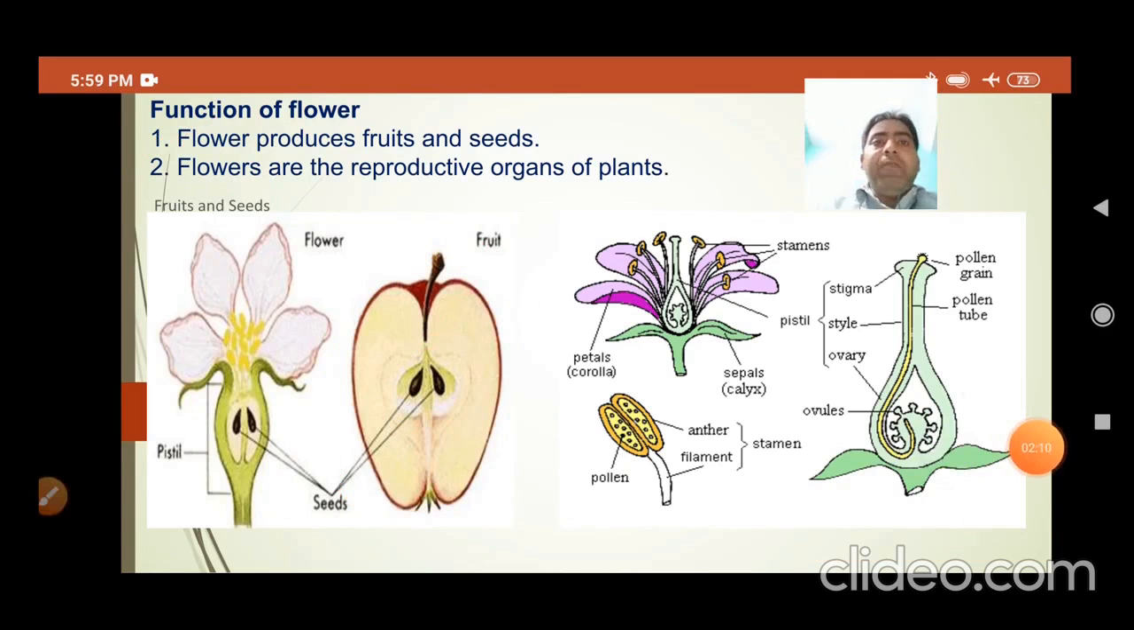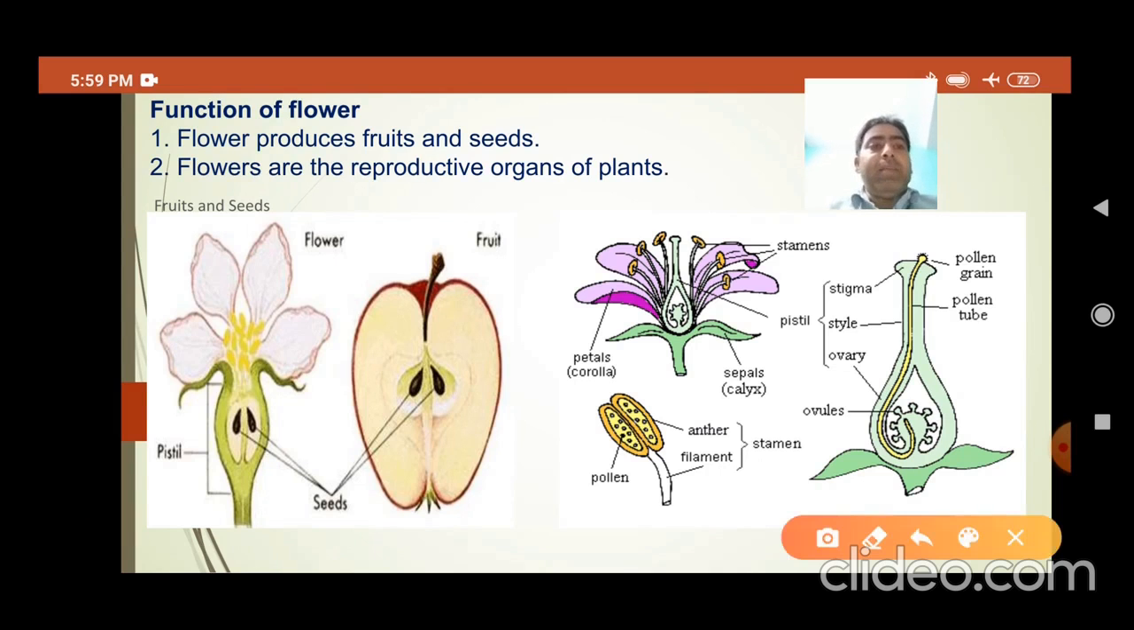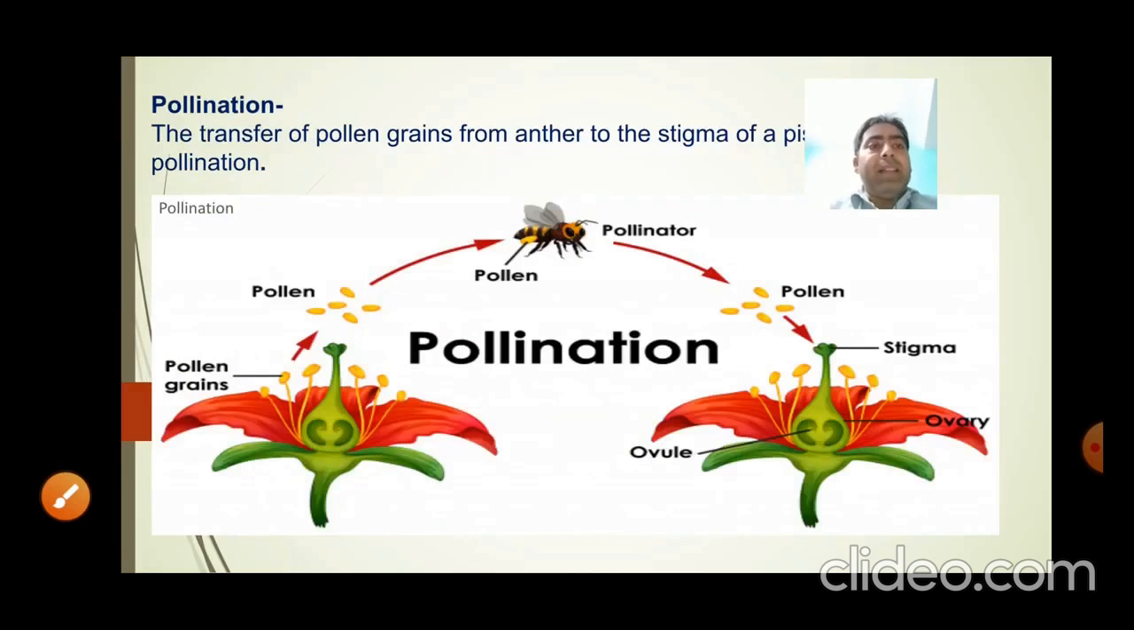Second function is that flowers are the reproductive organs of the plant. Just now I said that stamen and pistil are the two reproductive organs of the plant. You can see here this is the stamen. This stamen is the male reproductive organ of the plant. It has two parts. One is the anther. Here you can see this is the anther.